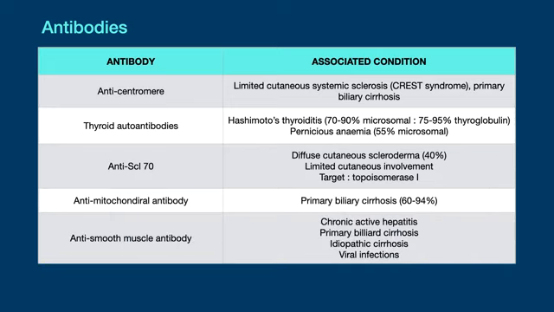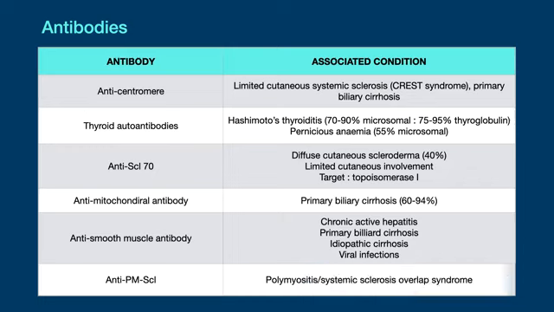Anti-smooth muscle antibodies are seen in chronic active hepatitis, primary biliary cirrhosis, idiopathic cirrhosis and viral infections. An anti-PM-Scl antibody is seen in polymyositis, systemic sclerosis overlap syndrome.